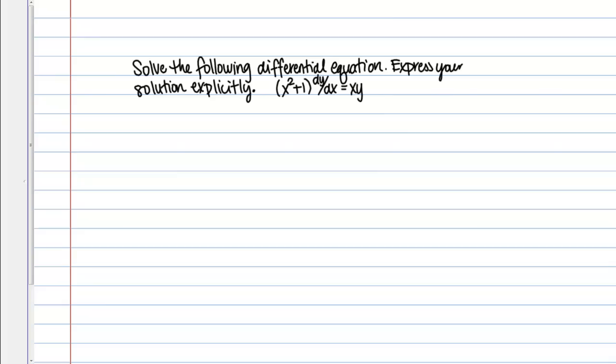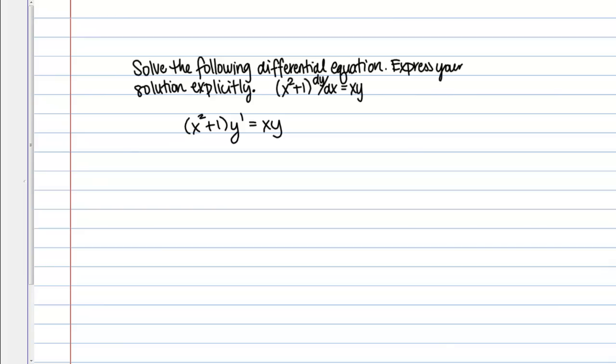So first of all, we only know how to solve separable differential equations. So we need to start out by seeing if we can separate this expression. And by separate, what I mean is I want to get all of my y terms on typically the left side of the equation, and then all my x terms on the other side of the equation. So note I can also write this as (x squared plus 1) y prime equals xy, where y prime is dy/dx. So let's see if we can separate this.